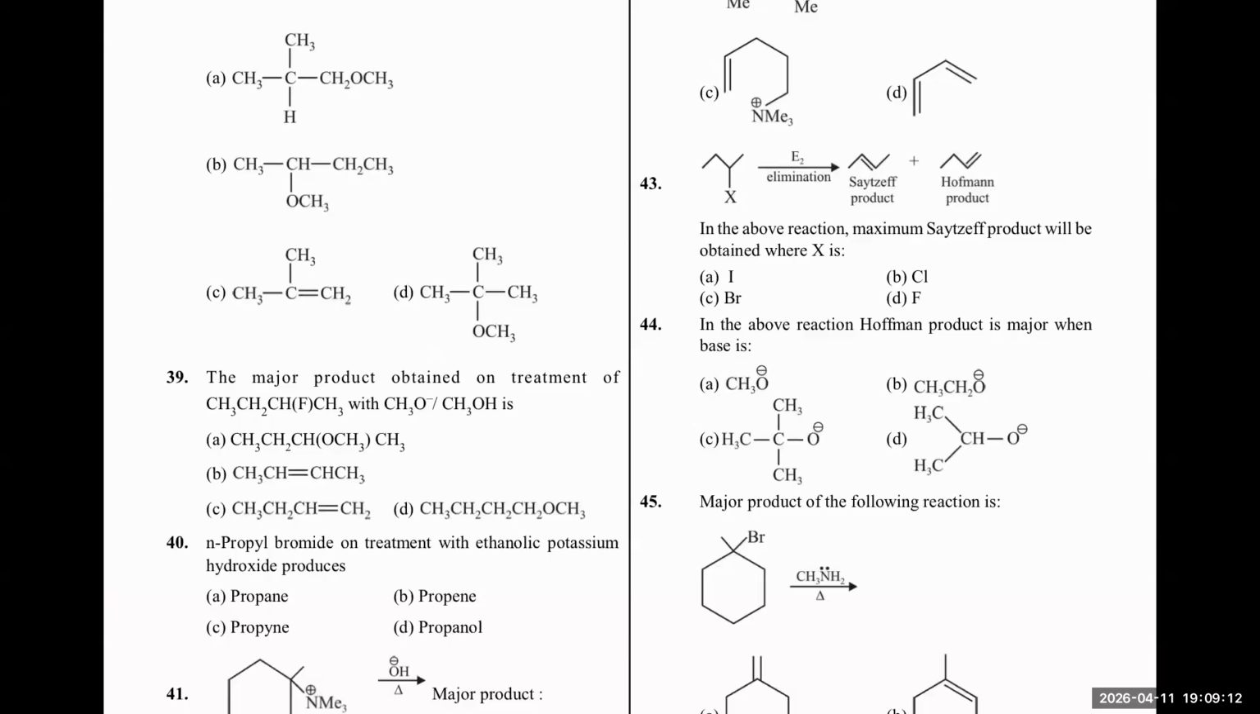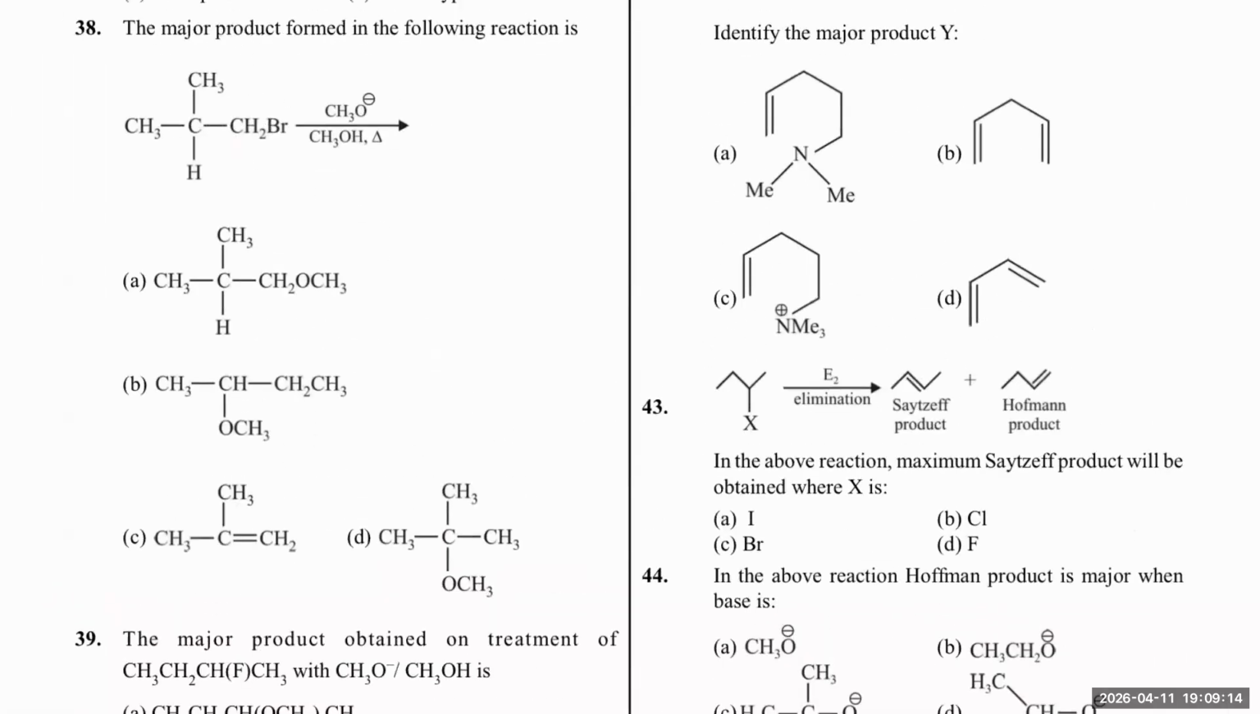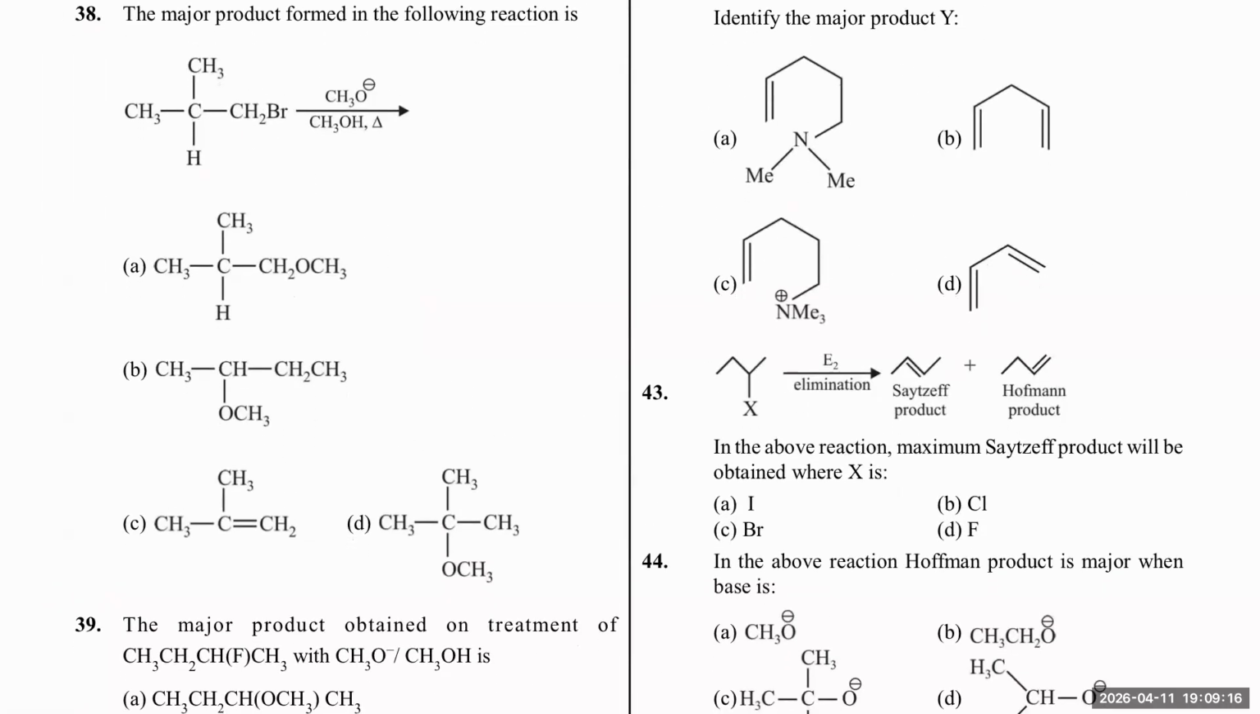Now, let's do a few simple elimination ones. Check out 38, the major product formed in the following. This is at a primary position, but heat is given. So definitely we'll go for the E2 mechanism. Through the E2 mechanism, this will take H plus, Br will go, and you will get a double bond formed here. This is the product you will get. So what is the product you should be aiming for?